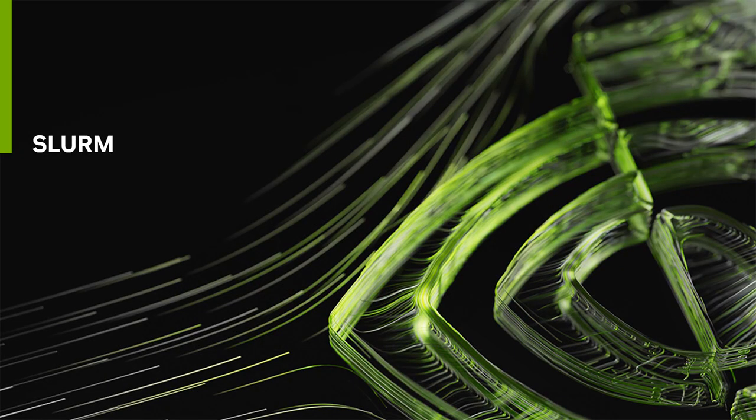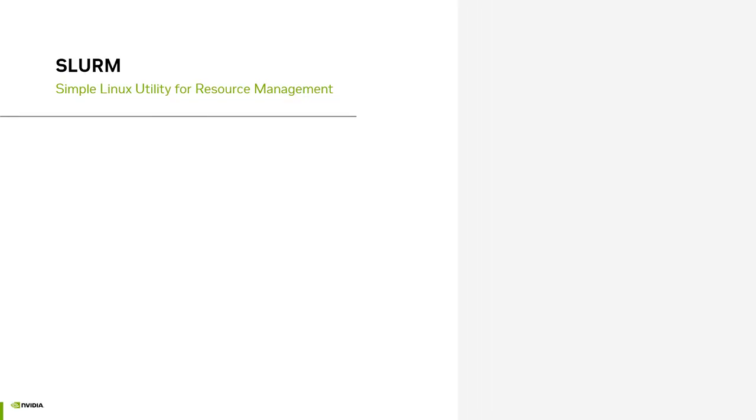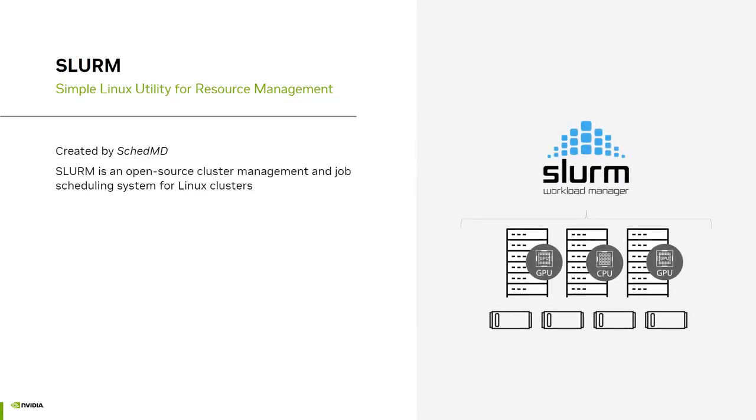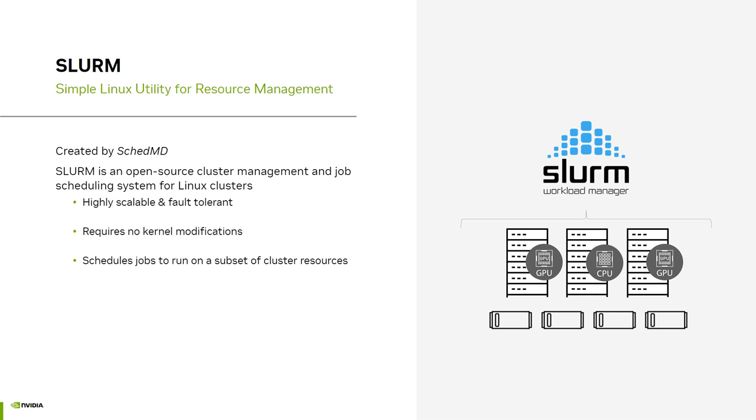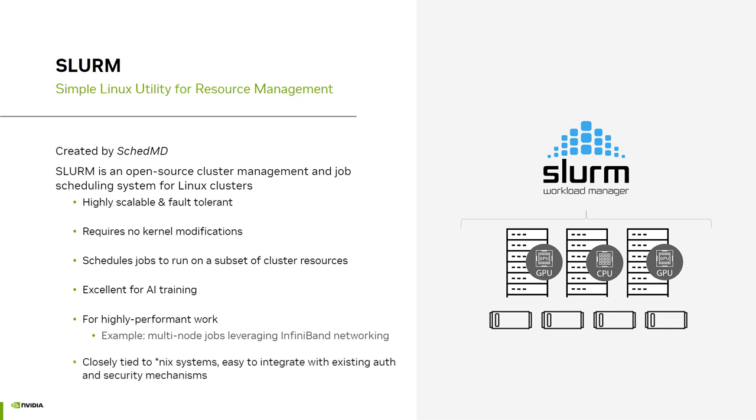Slurm is a tool that is used for job scheduling. Slurm was created by SchedMD and handles scheduling of workloads. It's an open-source cluster management and job scheduling system for Linux clusters that is highly scalable and fault-tolerant, requires no kernel modifications, schedules jobs to run on a subset of cluster resources, excellent for AI training, highly performant, closely tied to *NIX systems such as Unix and Linux, and is easy to integrate with existing security mechanisms.